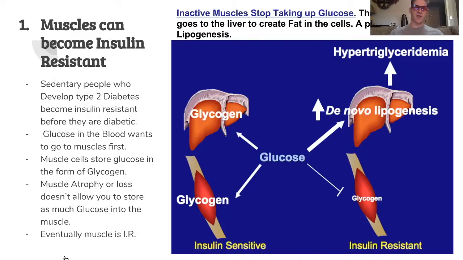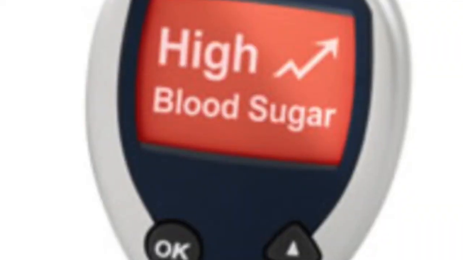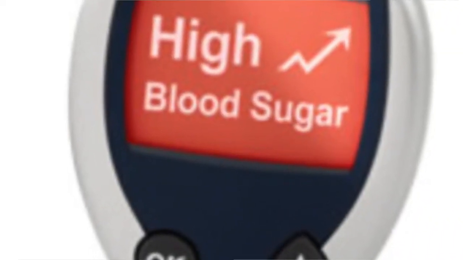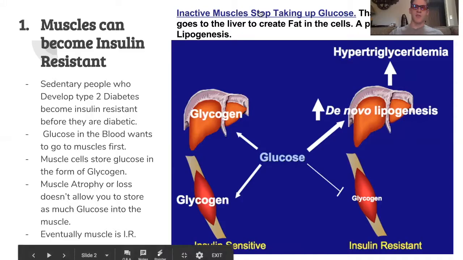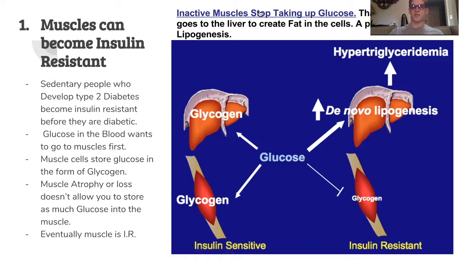So what happens then is you can't store as much glucose in the muscle, and eventually over time, if it becomes insulin resistant, the muscle will stop taking up glucose altogether. And then you run into a big problem. This link up here at the top, inactive muscles stop taking up glucose, will show you guys the scientific studies, my resources on the information.